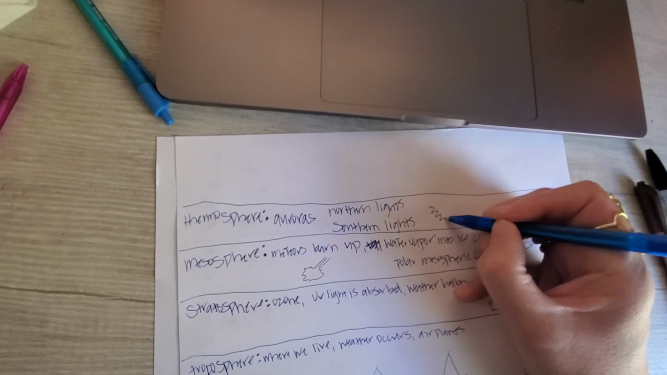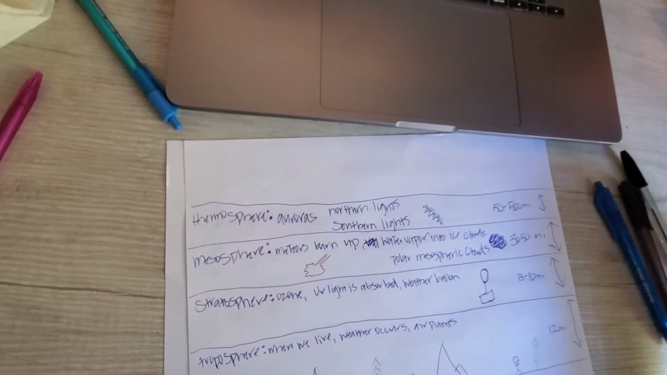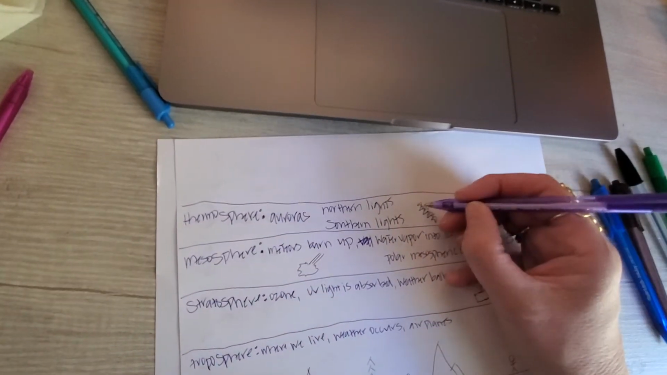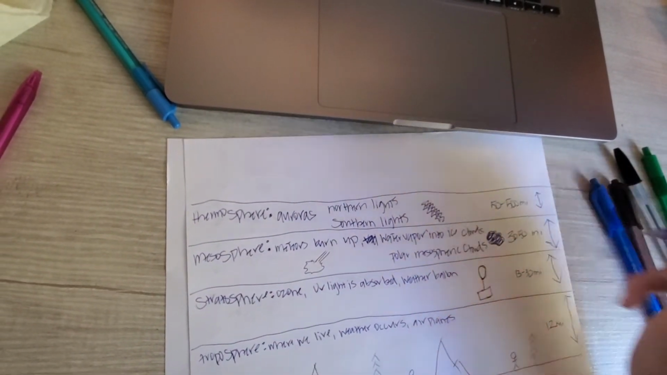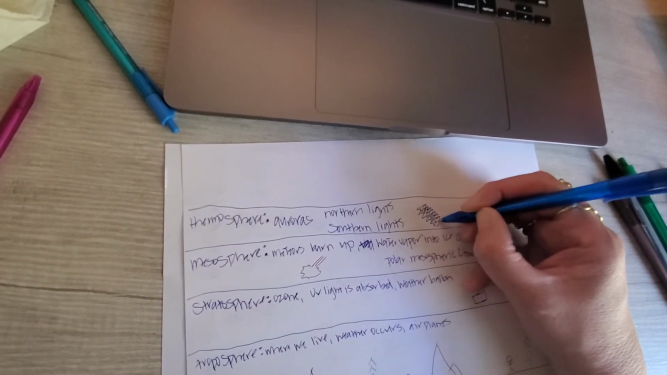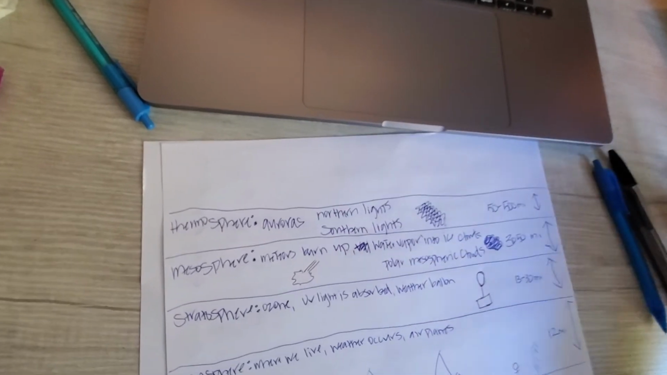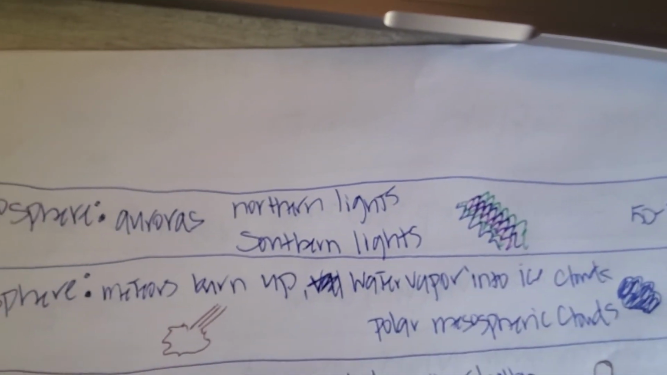Right, so here's my attempt at Aurora Borealis. Different colors. I like to draw diagrams. I think it really helps to have an idea of what things look like.